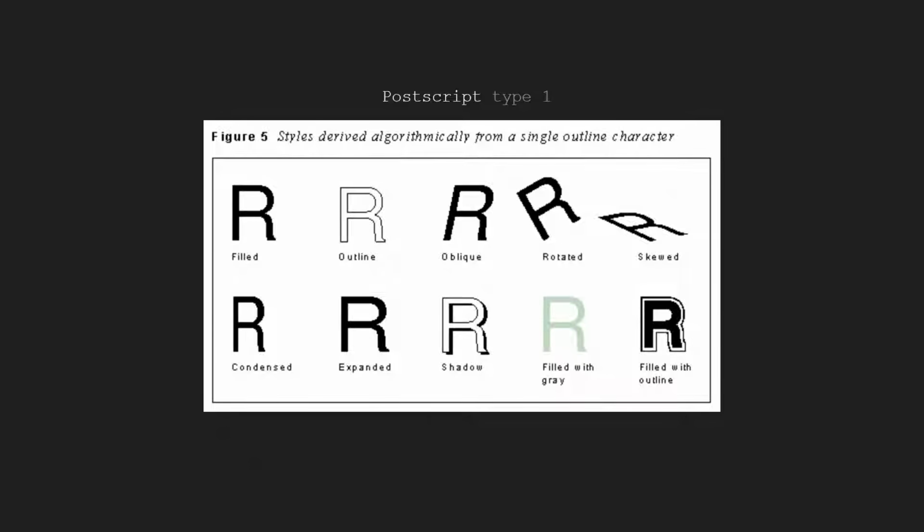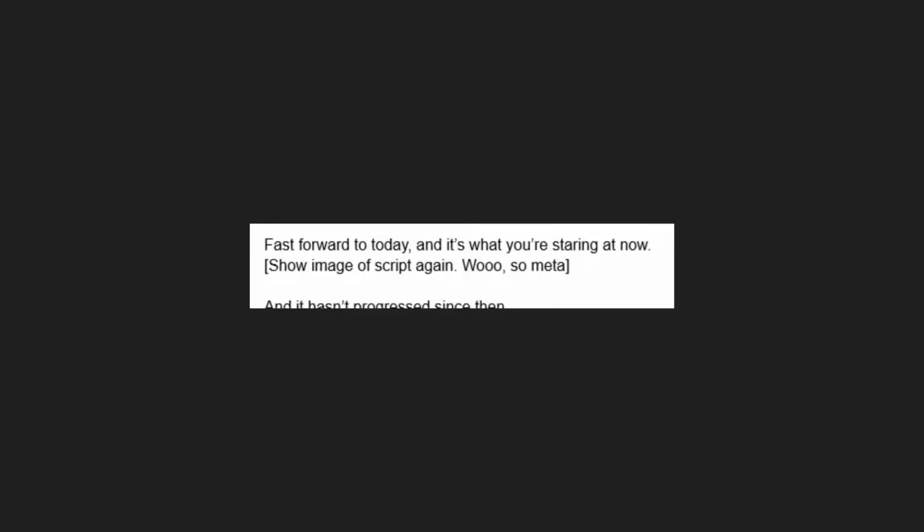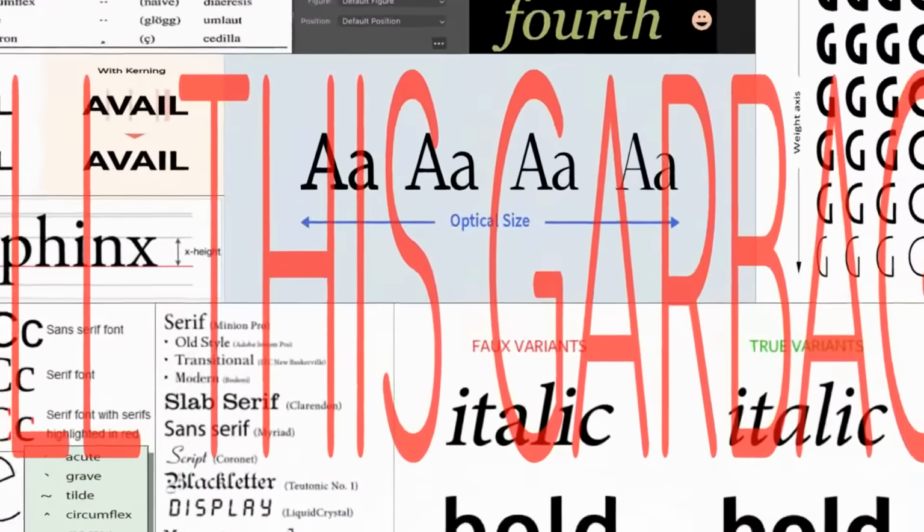The lack of anti-aliasing meant it didn't look great, but it was way better than the stuff they had before. Fast forward to today, and it's what you're staring at right now. And nothing has changed since then. Except for all this garbage!